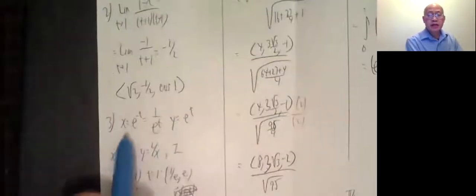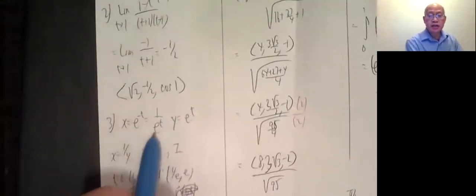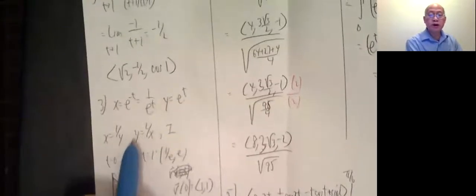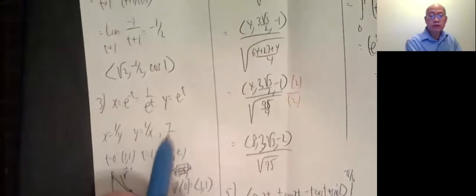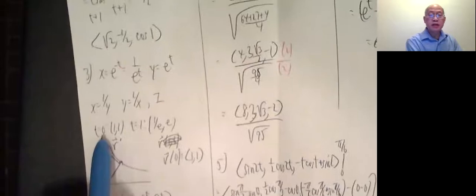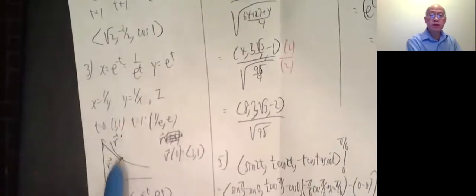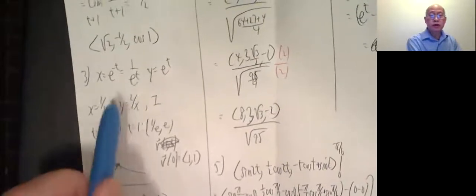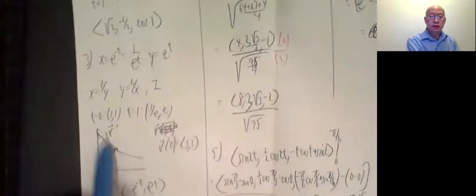Number 3, x is e to the negative t, which is 1 over e to the t. That happens to be 1 over y, since y is e to the t. So x equals 1 over y, or y equals 1 over x. But you're only in the first quadrant. So here's the graph of what that looks like. At t equals 0, plug in 0, you're at the point 1, 1. And if you're at t equals 1, then you get 1 over e comma e, which means you're going this direction.